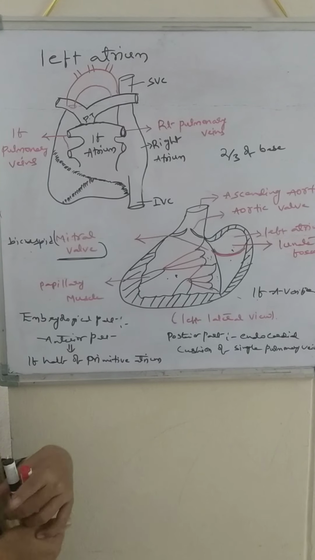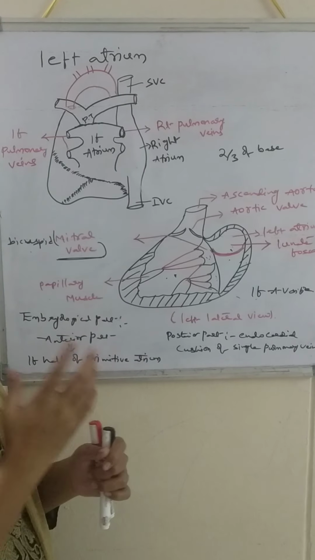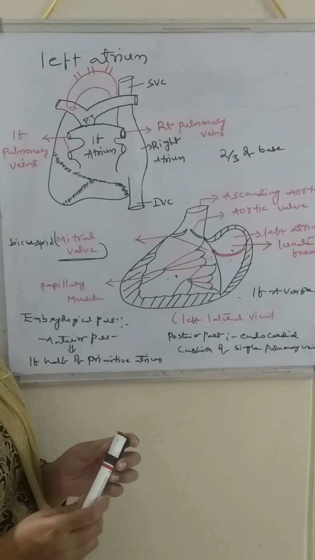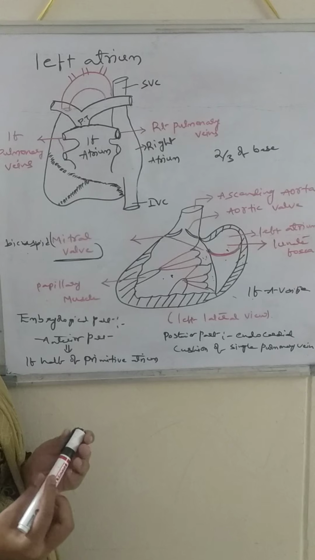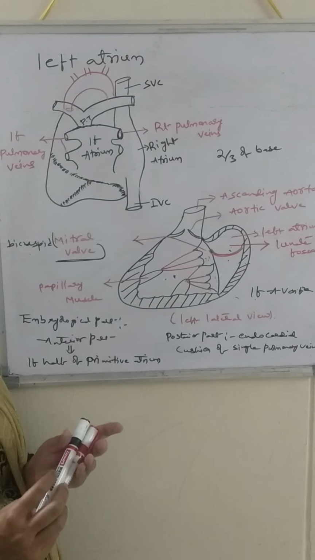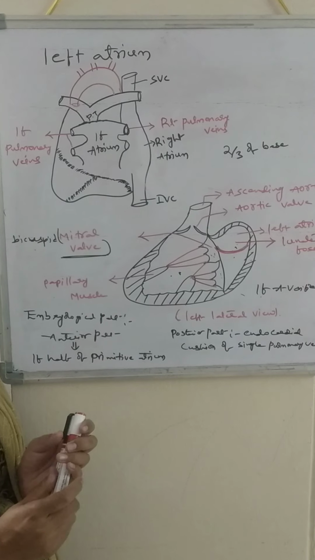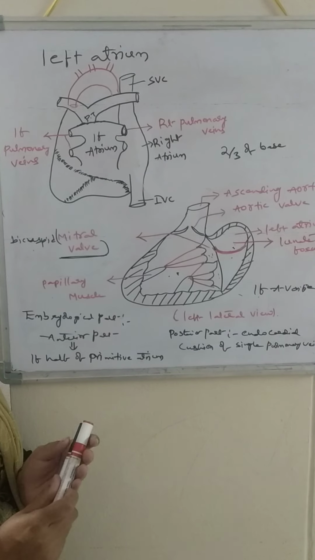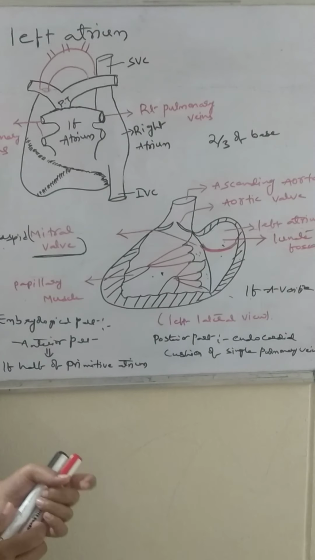Next, coming to the applied aspects. We already discussed in the right atrium that the right auricle is a potential site for the formation of thrombi. If dislodged, it will result in renal or pulmonary embolism. It is fatal.